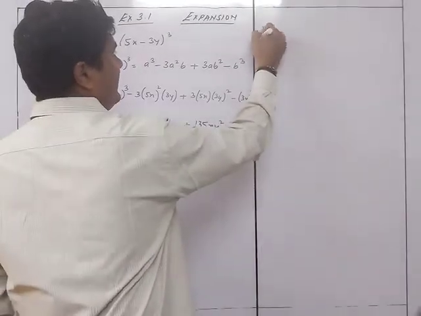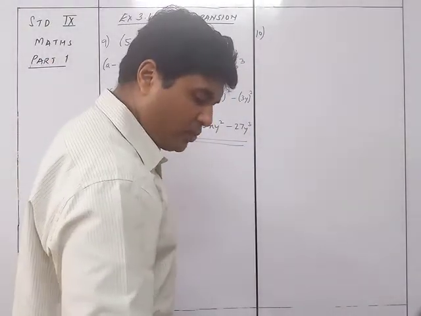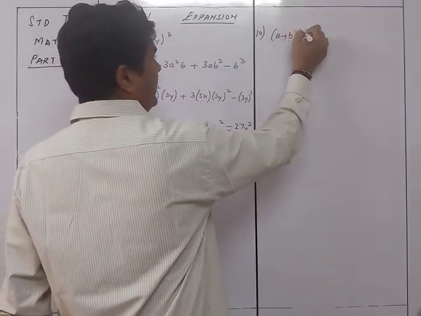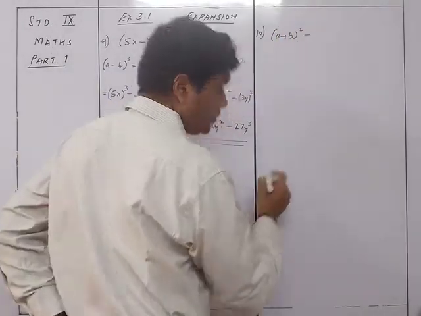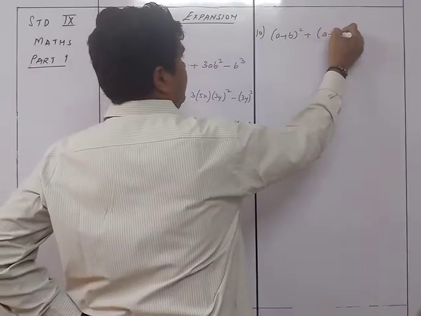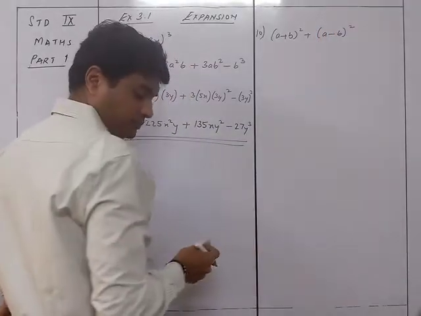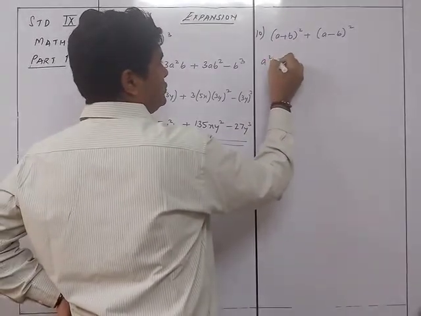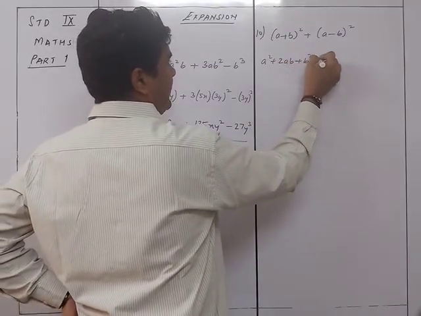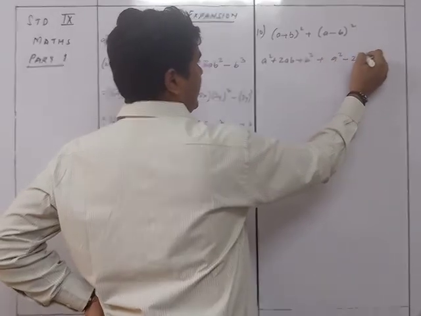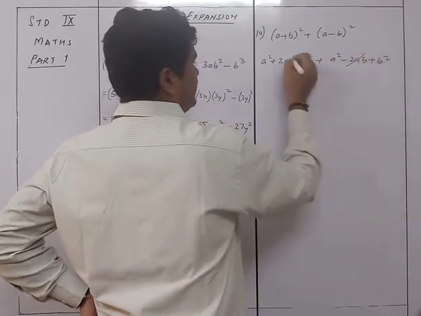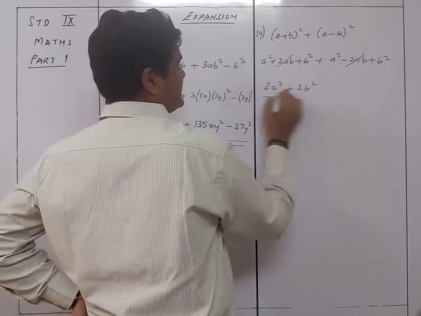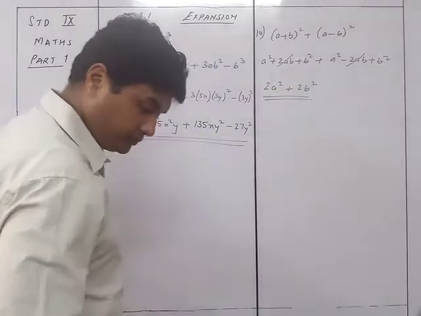So now we have to simplify, so we will be having two formulas in the same one. So it will be (a plus b) the whole square plus (a minus b) the whole square. Okay. So we know over here this is a square plus 2ab plus b square plus a square minus 2ab plus b square. This gets cancelled, so it will be 2a square plus 2b square. That's the answer. Simple.